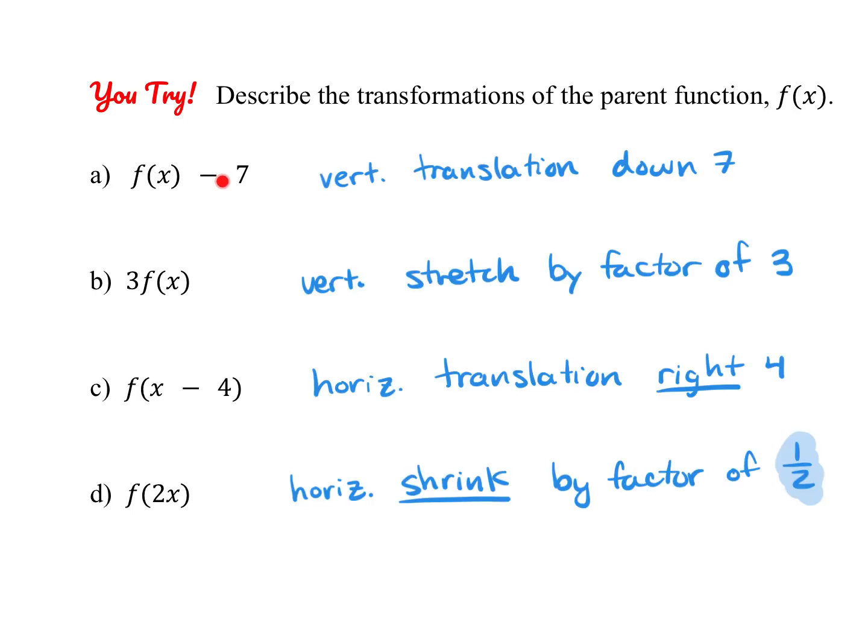This one should be a vertical translation down 7. This should be a vertical stretch by a factor of 3. Here we have a horizontal translation to the right 4. Remember, it moves in the opposite direction.